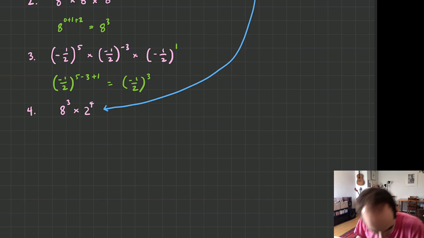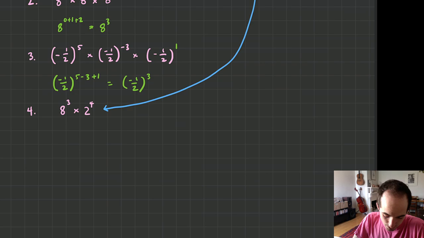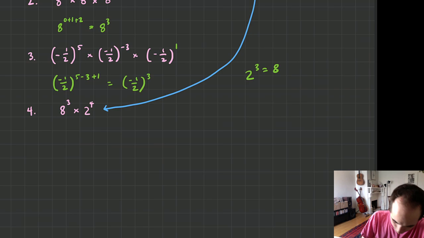So, the problem here is that we don't have the same base. Okay, that's our issue. But lucky for us, you may have noticed that 2 to the power of 3 is equal to 8. So we're going to replace that 8 with 2 to the power of 3. Instead of writing 8 to the power of 3, I'm going to write 2 to the power of 3, all to the power of 3, because this thing right here is 8, right? That's what 8 is.